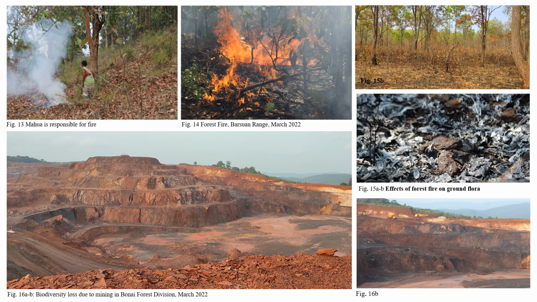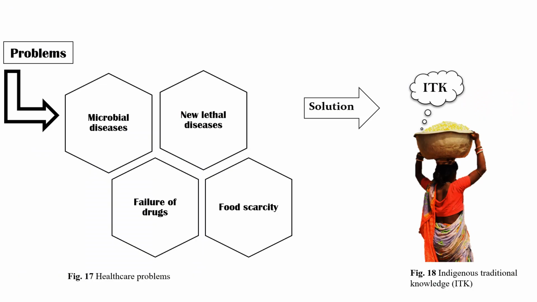Now these are the problems: forest fire, mining, deforestation. So we have to reduce all these things and we have to make our biodiversity rich. If biodiversity is rich, we will get a rich indigenous traditional knowledge. We can conserve them for future generations.